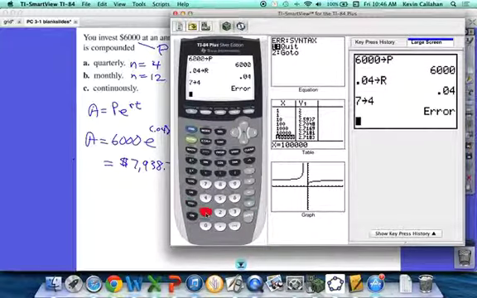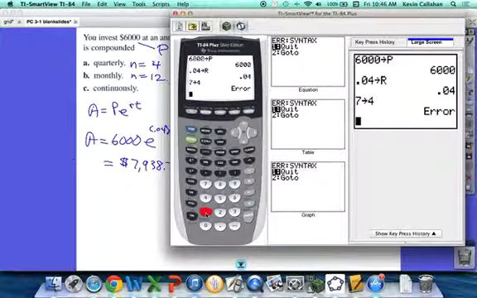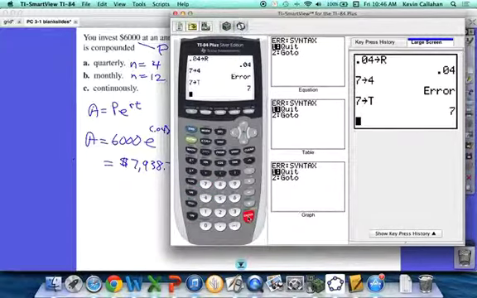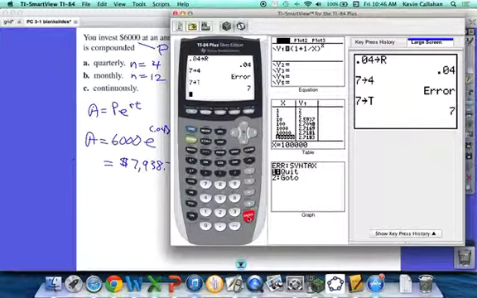Oh, I did something wrong there. I guess I 7, store. Alpha 4. There we go. Right, and now the only things left are the amount, which is going to be our function, will be A as a function of the number of compoundings, which will be our X.